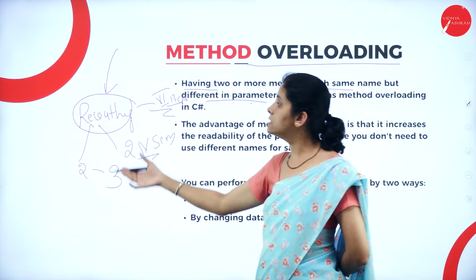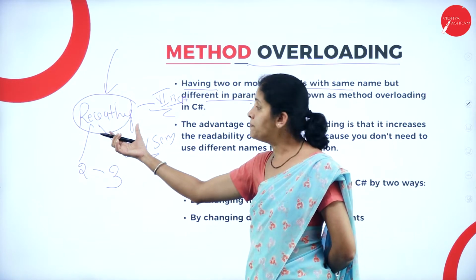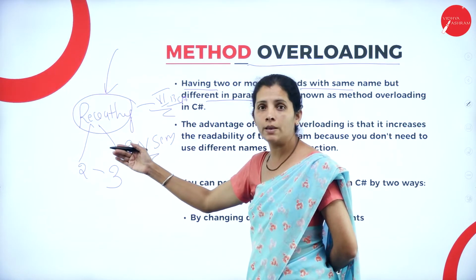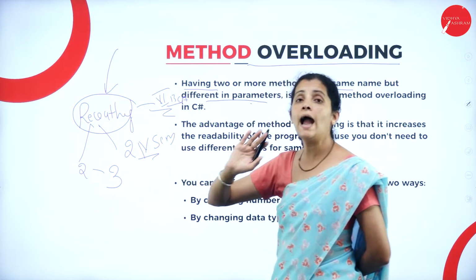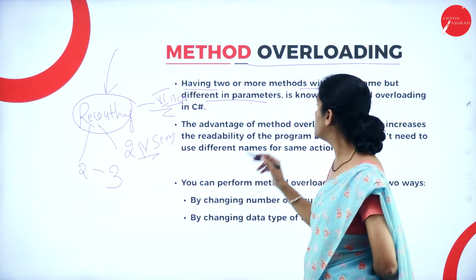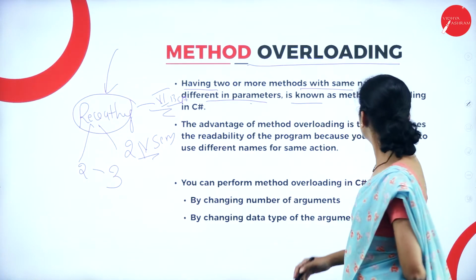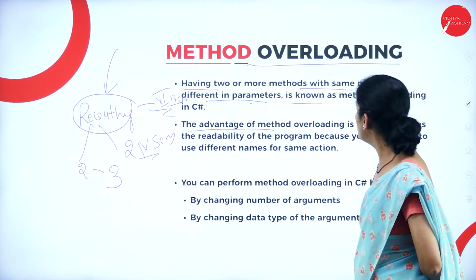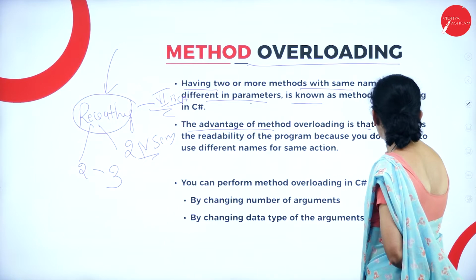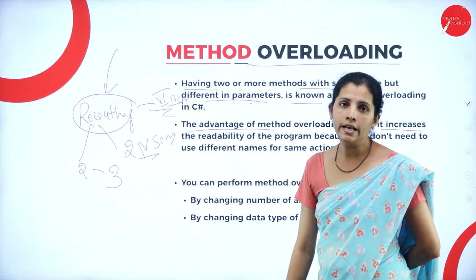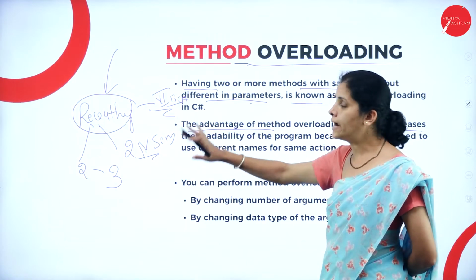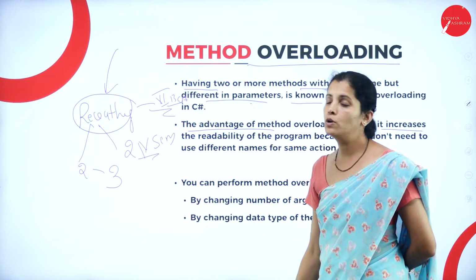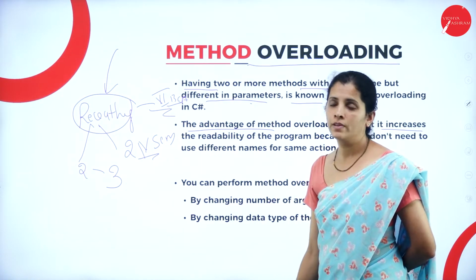So here if I consider this example, what is the same name? That is Revati. Revati is the same for all the semesters, but the handling subjects are different. This is known as overloading in C#. The advantage of method overloading is that it increases readability. That means instead of writing the same code again and again, I can make use of the same function.